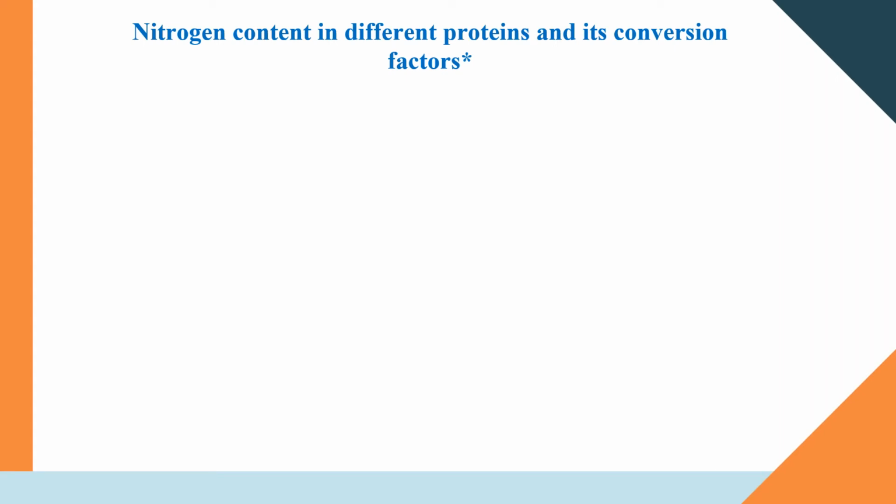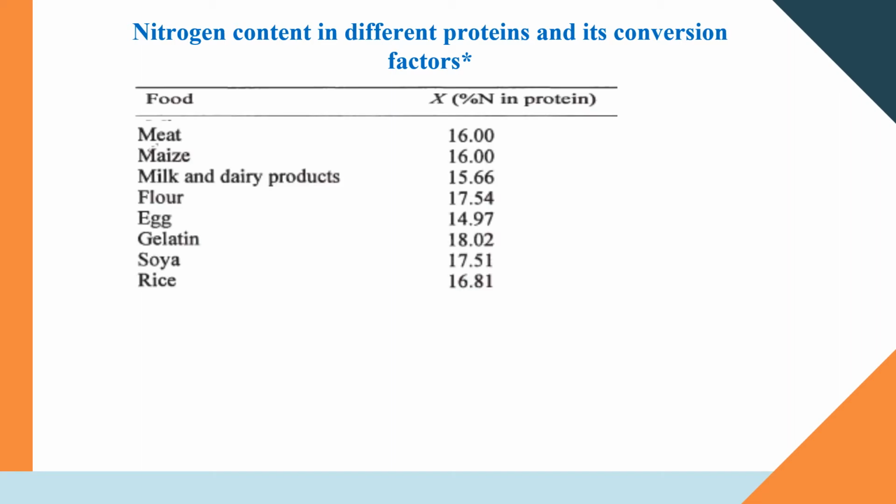I need to show you this table that illustrates the amount of nitrogen in various foods. As you can see, nitrogen exists in meat, maize, zein, milk, flour, egg, gelatin, soya, rice. The highest nitrogen content can be found in gelatin, 18%. Meat, maize, milk, and dairy products have comparable or similar nitrogen content of around 16%.